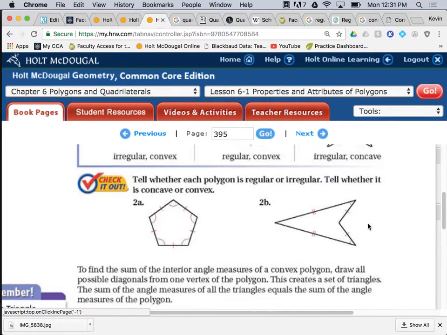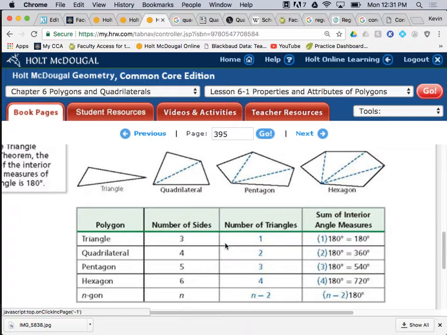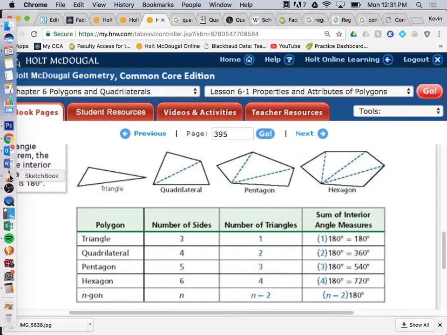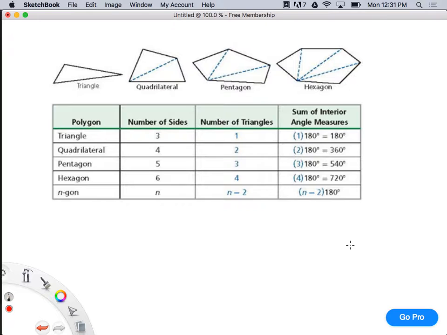Yeah, cool. You guys seeing it? You getting it? Okay. So now let's take a look at this right here. So here we have different polygons: a triangle, quadrilateral, pentagon, hexagon. Cool. What's the sum of the interior angles inside of a triangle? One. It's not a trick question.